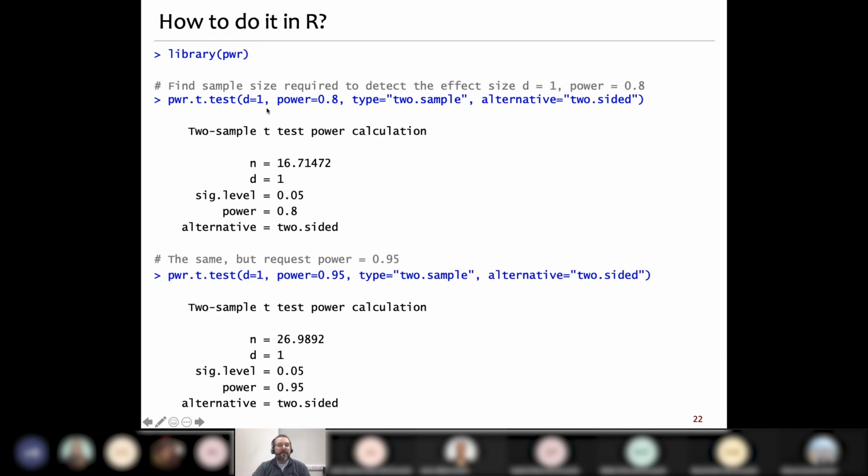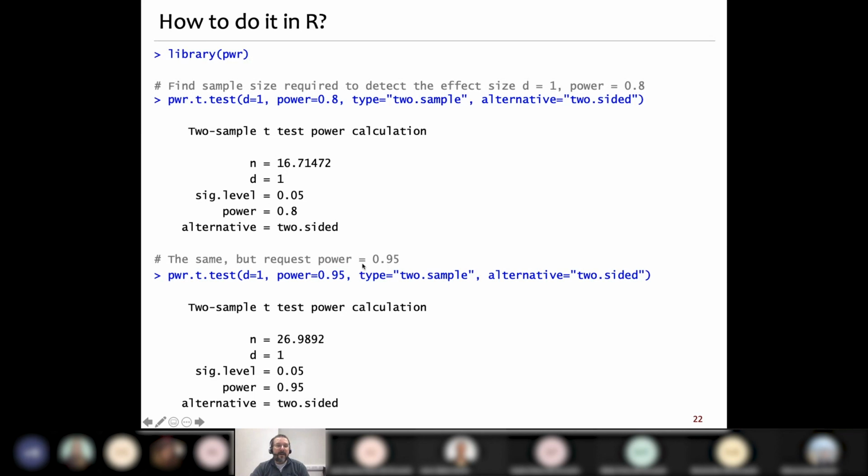In this particular case, you provide the effect size of 1, the power of 0.8, and you say what type of test it is, whether it's 1 sample or 2 sample, and an alternative. And you also should provide the significance level, which I missed here, but by default it is 5%. And then this function will collect the information and find the missing value. In this particular case, it is the sample size. So you provide it with the effect size, significance level, and the power, and it finds that you need a sample size of at least about 17 to achieve power of 80% at the effect size of 1.